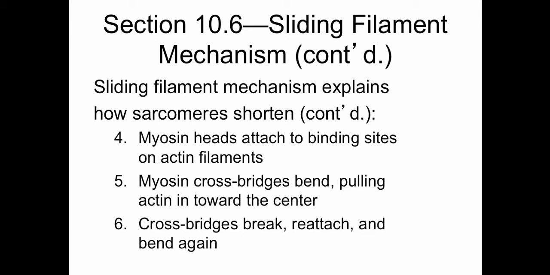The myosin heads attach to the binding sites on the actin filaments. Then the myosin cross bridges bend, pulling the actin in toward the center. Cross bridges break, reattach, and bend again.